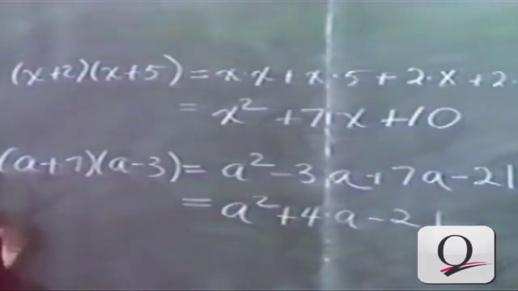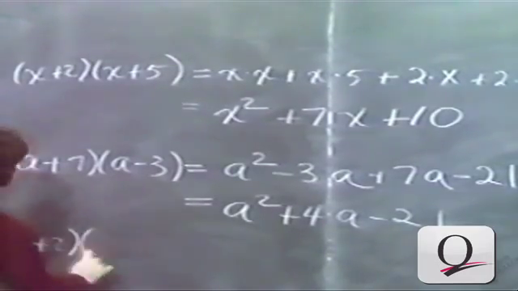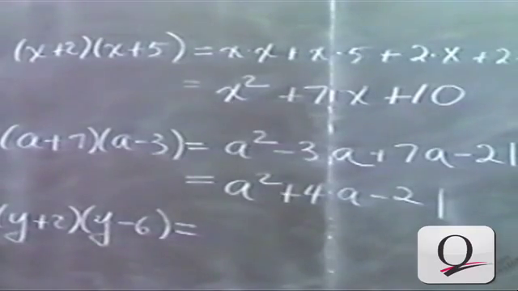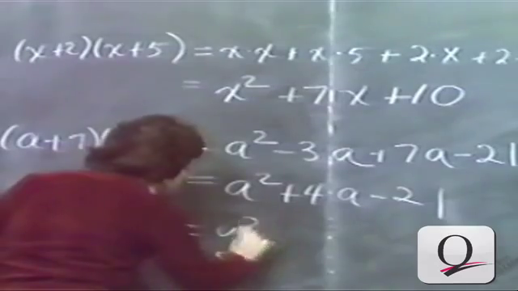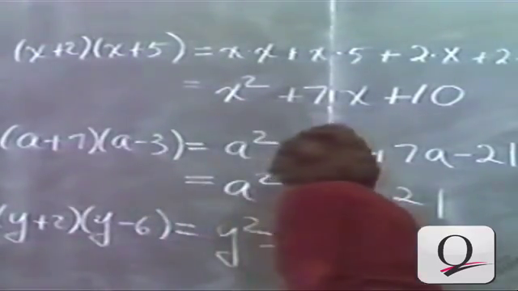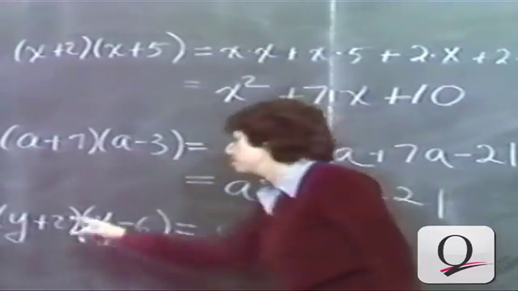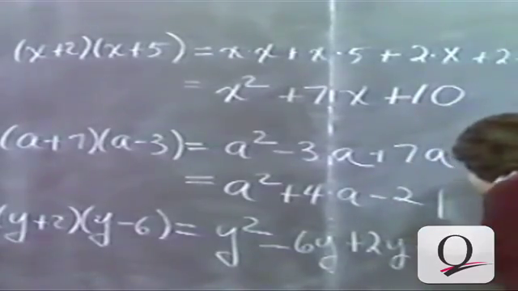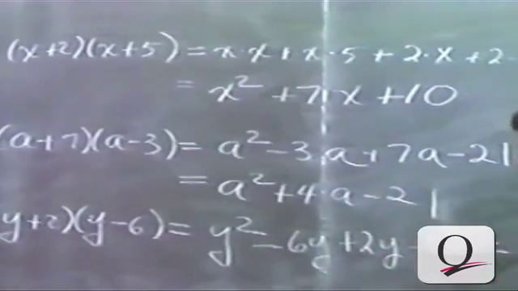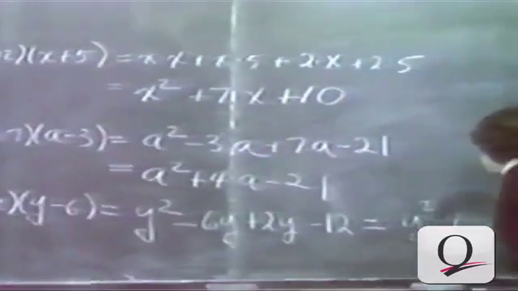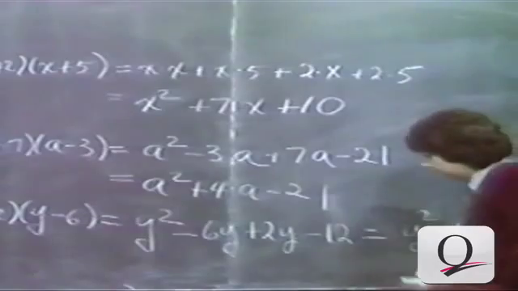Let's just try one more. y plus 2 times y minus 6. First gives you y squared. The outer terms give you minus 6y, the y and the minus 6. The inner, plus 2y, and the last, minus 12. Once again, the outer and the inner combine, giving you y squared minus 4y minus 12.